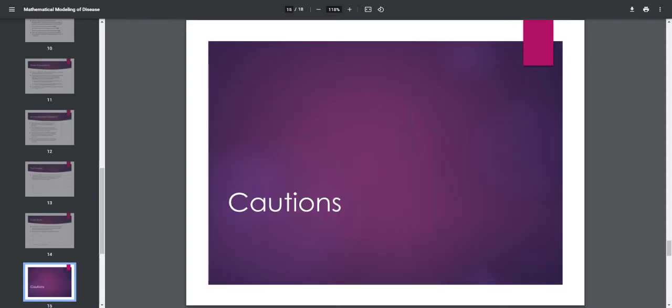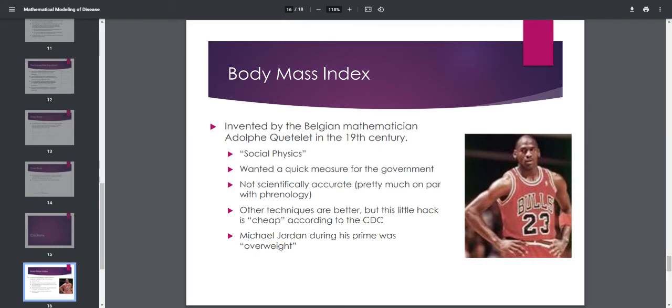Now, epidemiology is a great tool, but you need to be cautious, particularly with these models. And some of the models that have had trouble, the first one I'll introduce is body mass index. And this was invented by the Belgian mathematician Adolphe Quetelet in the 19th century, and it was part of something known as social physics.